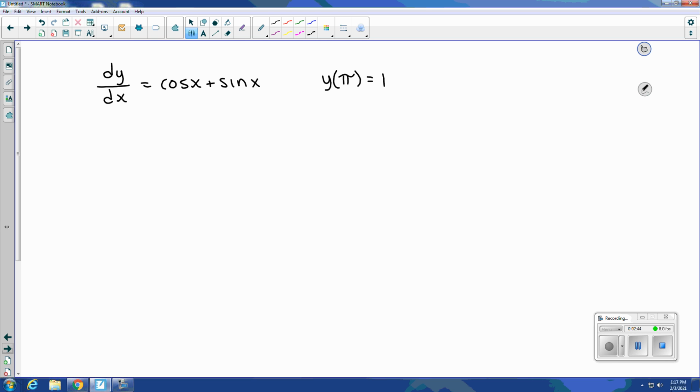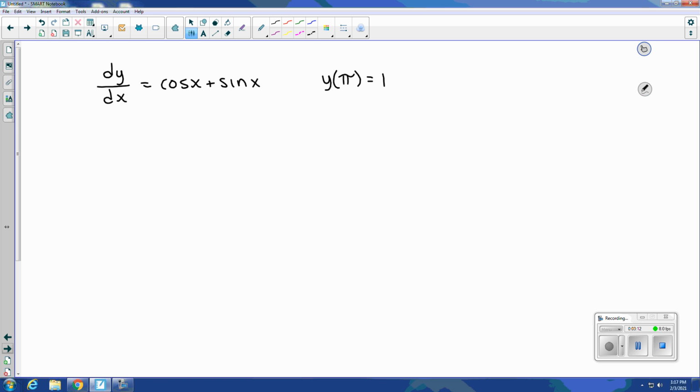It may ask you to solve what's called a differential equation. This is a differential equation because it has a derivative in it. So it's an equation with a derivative, hence the name differential equation. Now this is a first derivative. So how do we solve this? Let's say we're trying to find the function y whose derivative is this. That sounds awfully like finding antiderivatives.